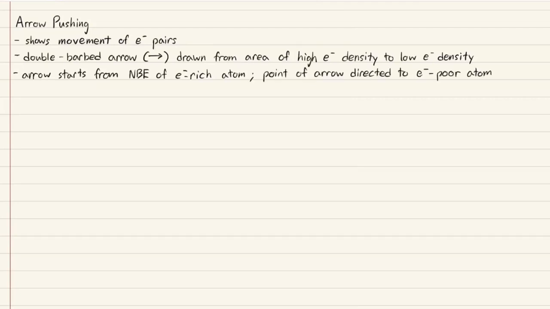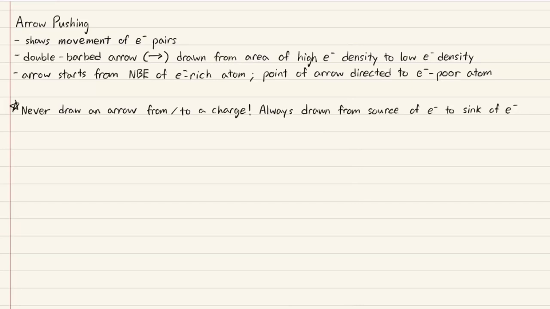When drawing arrows, it's important to never draw an arrow from or to a charge. Arrows should always be drawn from the source of electrons, the non-bonding electron pair of the electron-rich atom, to the sink of electrons, the electron-poor atom.